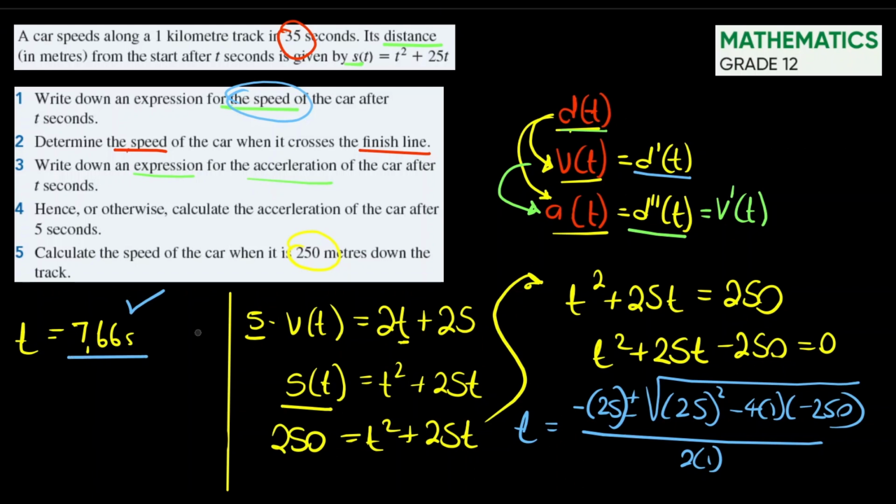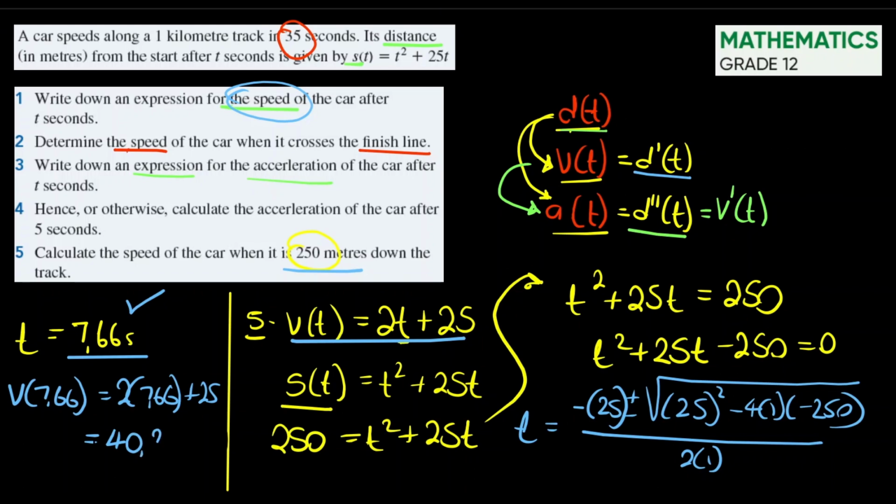So since we have the time that it will be passing 250 meters at 7.66 seconds, we can substitute our time into our velocity formula. Then v of 7.66 will be equal to 2 times 7.66 plus 25, and it will pass 250 meters traveling at a speed of, if you punch this into a calculator, 40.32. It's going to be 2 times 7.66 plus 25, which is 40.32, not 40.82. I had to double check that because it didn't look right. So meters per second. That will be the speed that it will be passing 250 meters down the track.